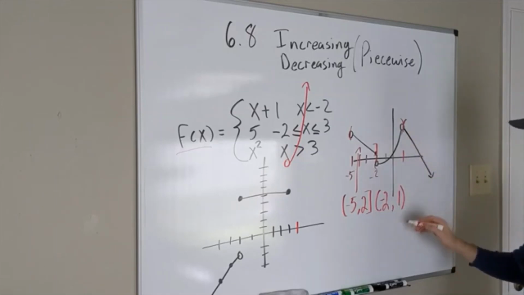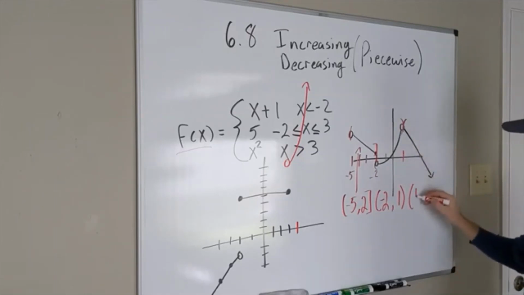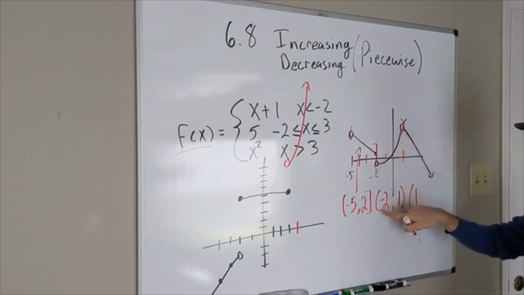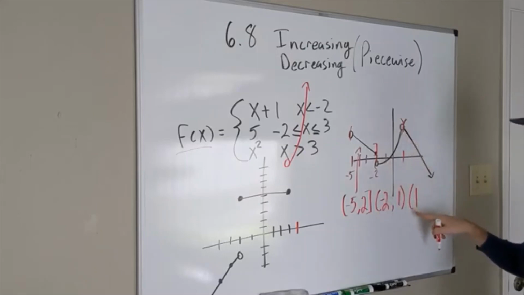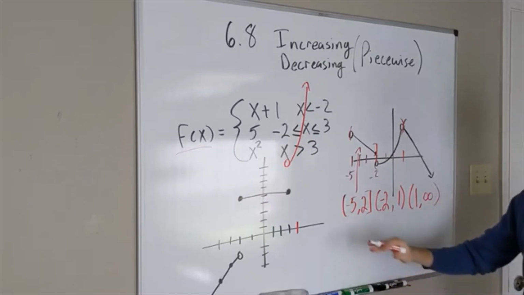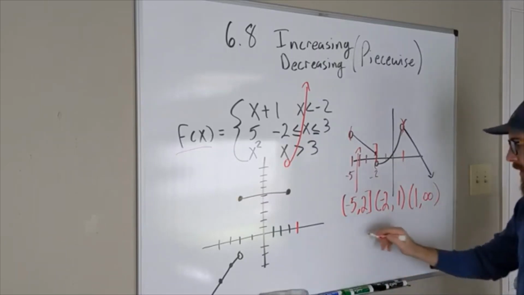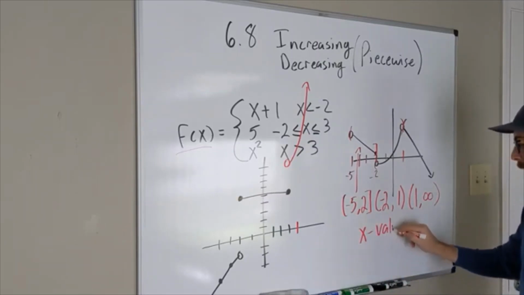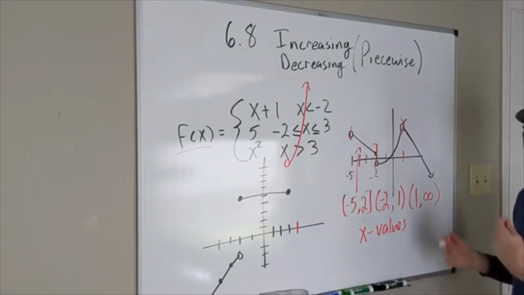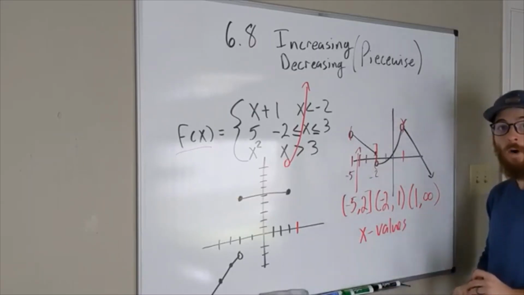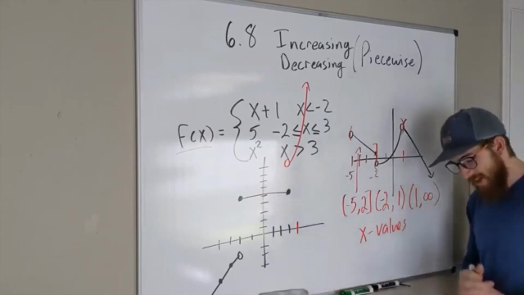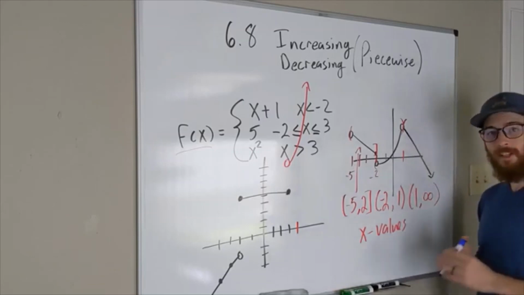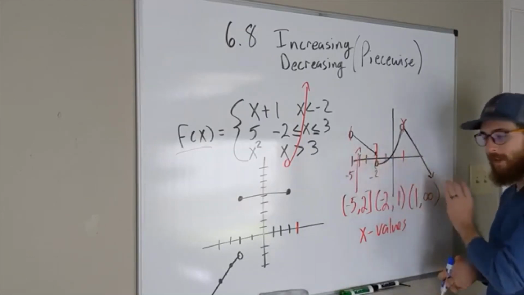This last piece starts at 1. Notice they're both open, so they're both parentheses. It starts at 1 and goes to infinity. Now, the important thing is that all of these are x values. I haven't talked about y yet. I haven't talked about what y does at any of these values. So let's mention real quick what happens at each of these places.